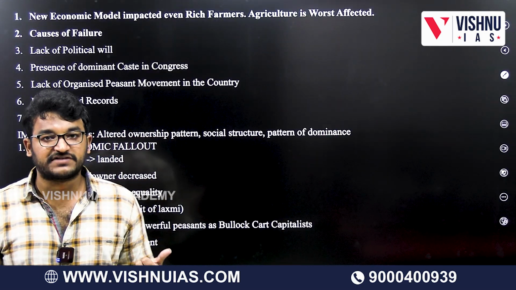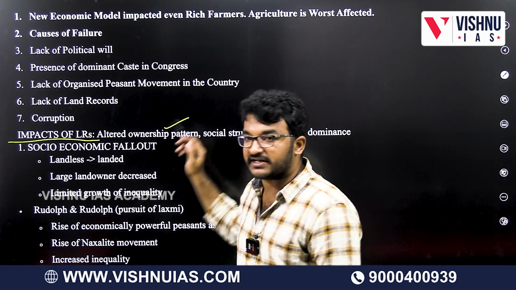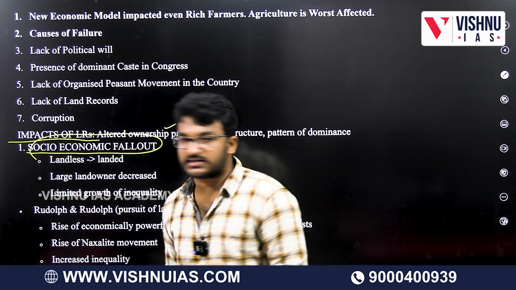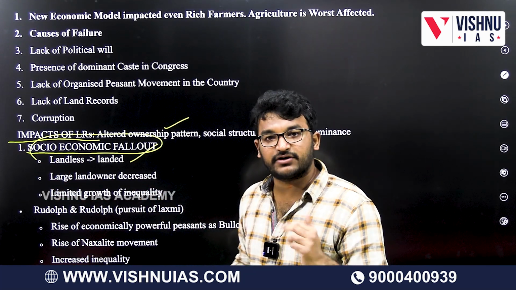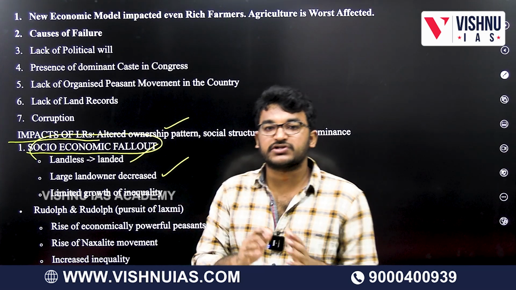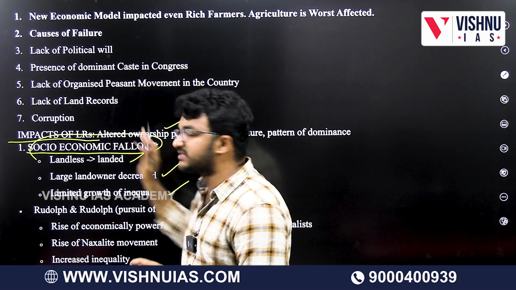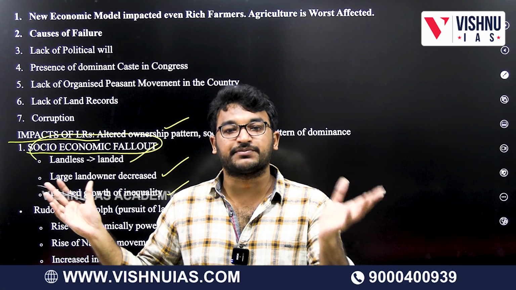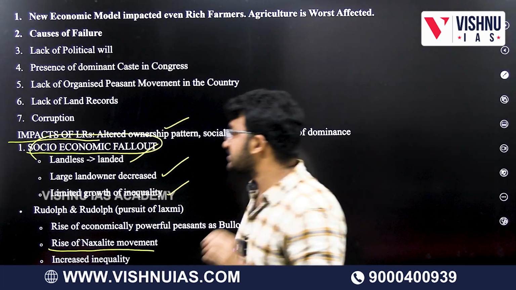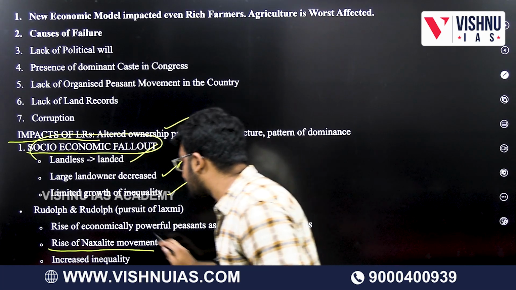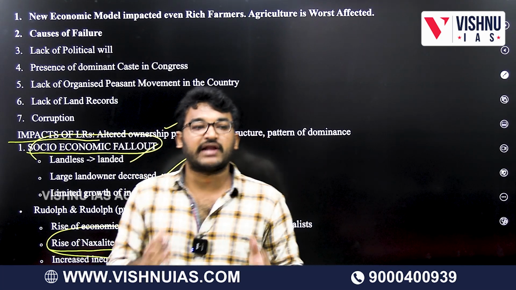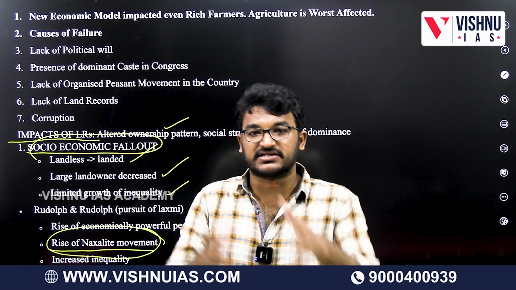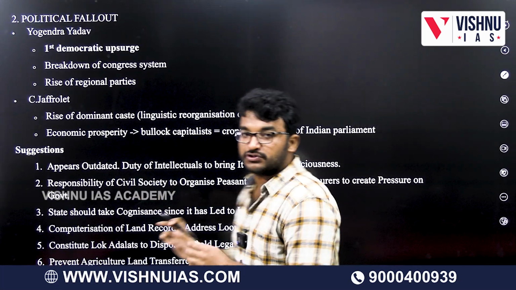Now, what are the impacts of these land reforms? Basically, they altered the ownership pattern. We can consider it some sort of success. Next, the socio-economic impacts: some landless people got land, large landowners decreased, and it also limited the growth of inequality. If these land reforms hadn't happened at all, inequality would have been at a worse position until now. Next, the worst fallout of this is the rise of the Naxalite movement. Due to a lack of proper implementation of land reforms, the Naxalite movement increased in many parts of the red corridor.